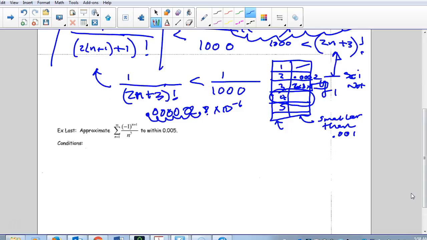It says approximate that sum to within 5 thousandths of the real sum. So think about what you would do for that. How would you solve that? This one is solvable algebraically. So think about how you would do that. I want to give you some time to do that. We're about 12 minutes into the video, which is nice. So give you a little bit of time. I'm going to stop the recording, think about it, and then we'll come back to our regularly scheduled program.